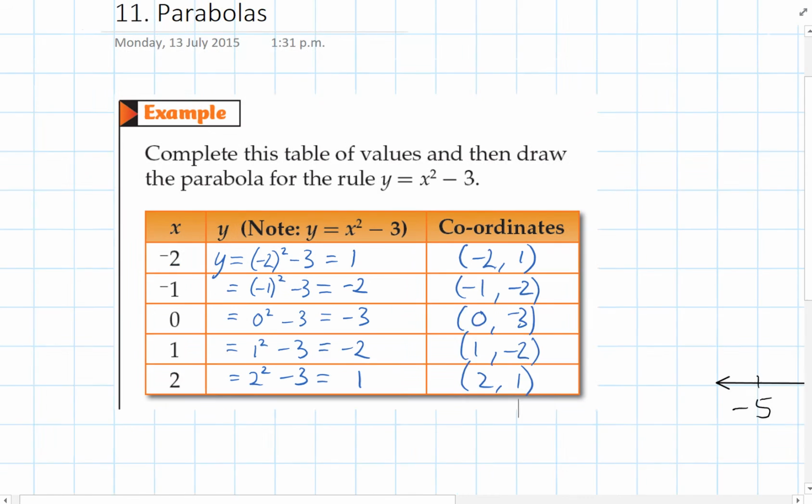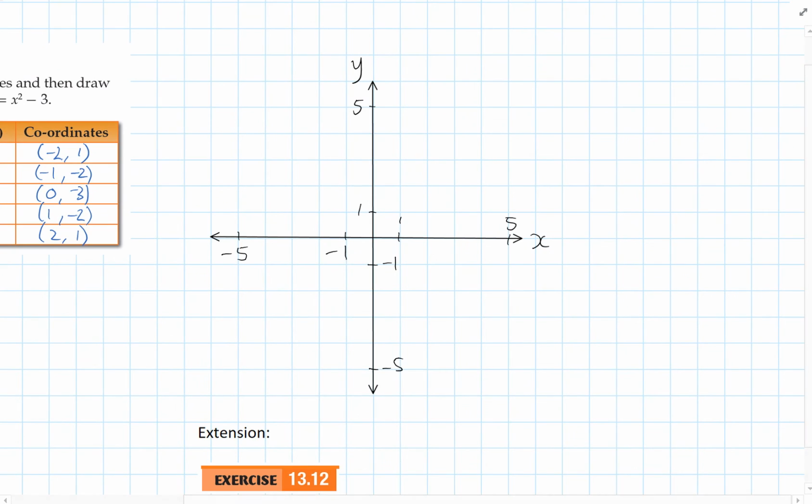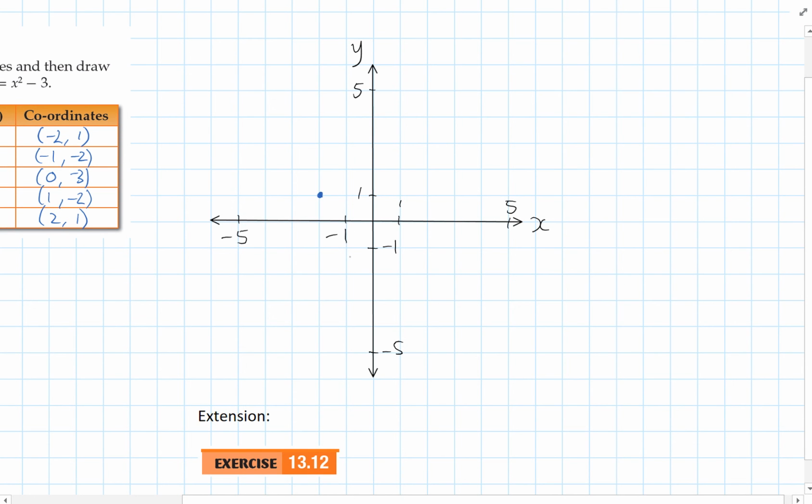So now that we've got a set of coordinates, we can put them onto our graph over here. So our first coordinate is negative 2, 1. So negative 2 on the x and 1 on the y. So that's our first coordinate. Then negative 1, negative 2. And then 0, negative 3. So that's going to be right there on the axis. And then 1, negative 2. And then we've got 2, 1 up here.